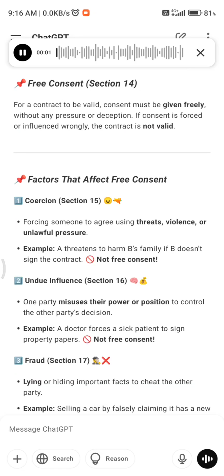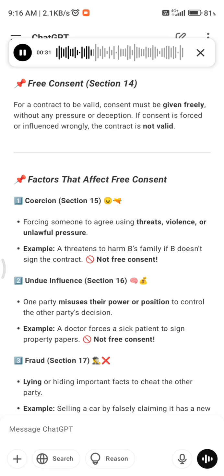For a contract to be valid, consent must be given freely without any pressure or deception. If consent is forced or influenced wrongly, the contract is not valid. Factors that affect free consent. 1. Coercion, Section 15. Forcing someone to agree using threats, violence, or unlawful pressure. A threatens to harm B's family if B doesn't sign the contract, not free consent.